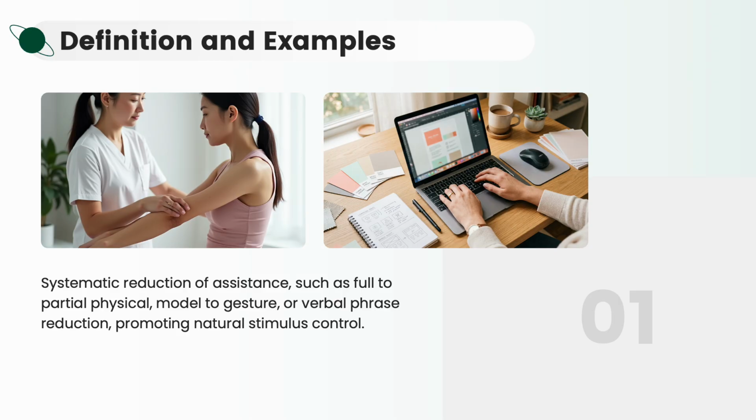Here's a clinical tip. Follow the treatment plan, but also stay observant. If a learner is consistently successful, that's your signal to start fading. If they're struggling, you may need to temporarily increase support. It's a balance.